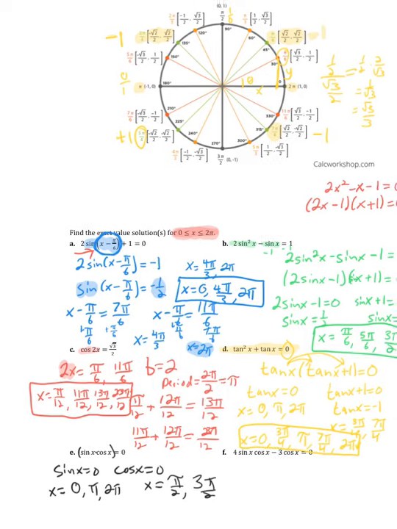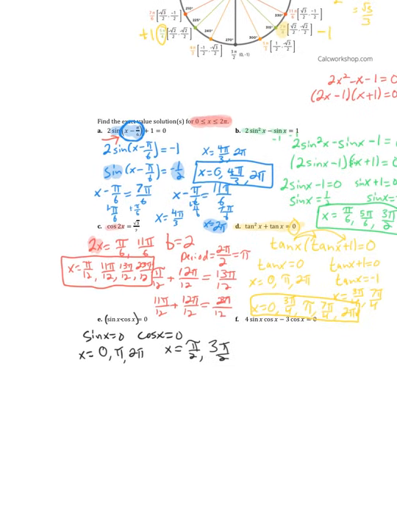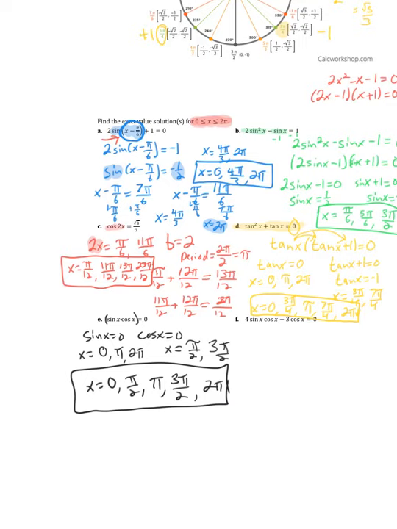So for problem 5, we're going to list our 5 values. There's 0, pi over 2, pi, 3 pi over 2, and 2 pi. And that's what problem 5 would look like. Alright, and last but certainly not least, we have problem 6 here, highlighted in blue for us: 4 sine of x cosine of x minus 3 cosine of x equals 0.